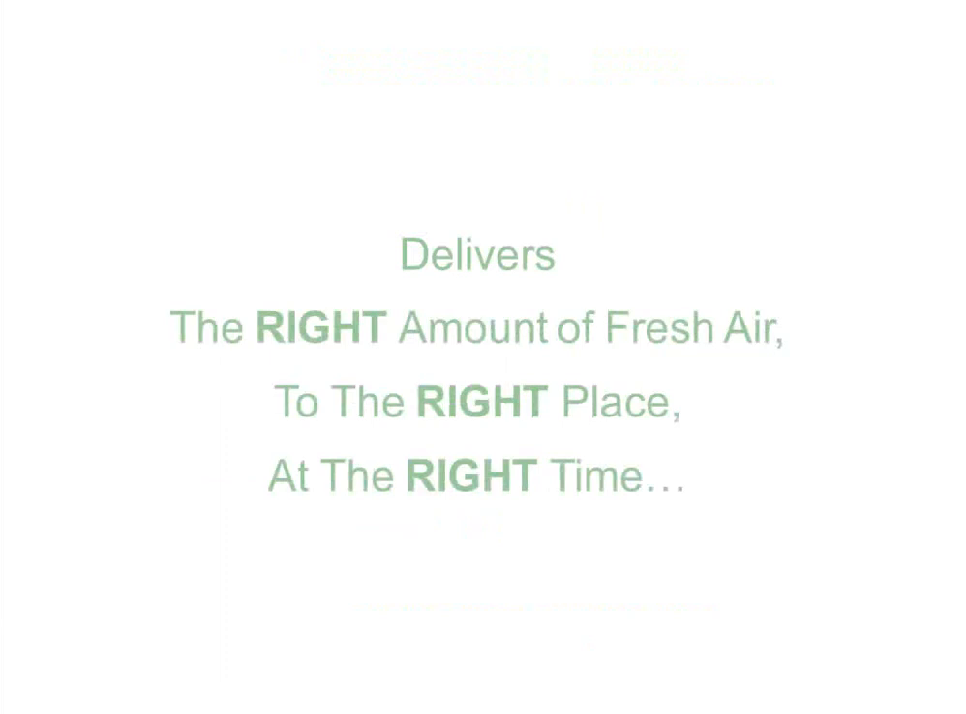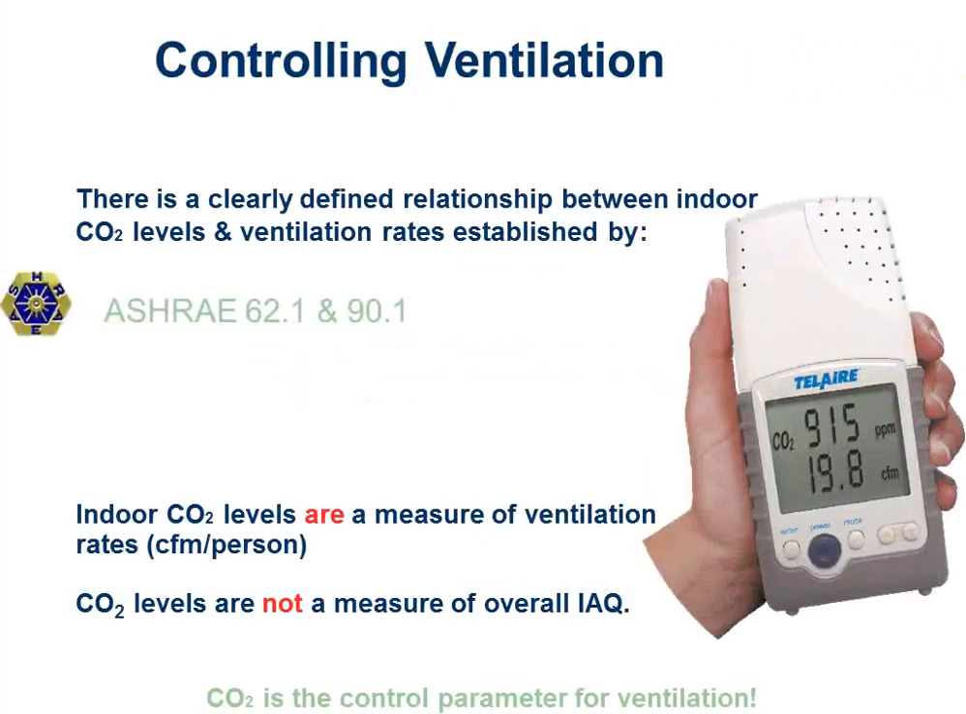So kind of our goal with the CO2 system, with the DCV, is to send the right amount of air to the right place at the right time. We really got to try to track this stuff. All right, so how is this all going to work?